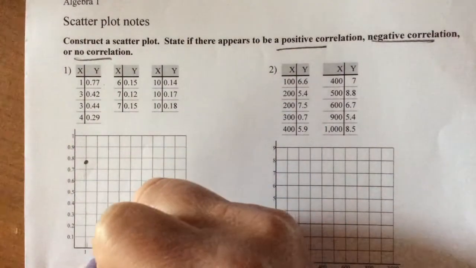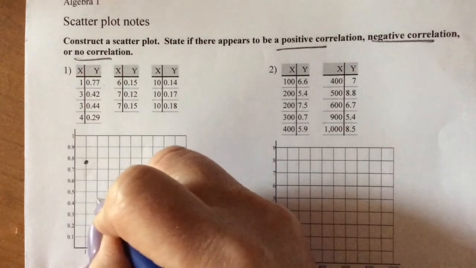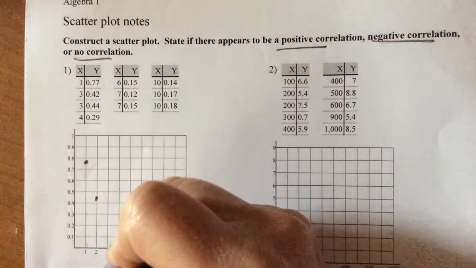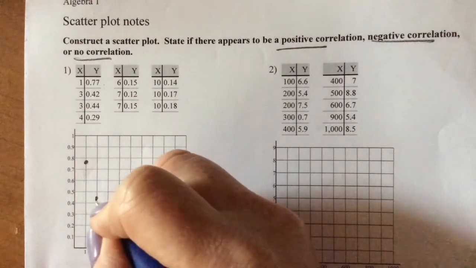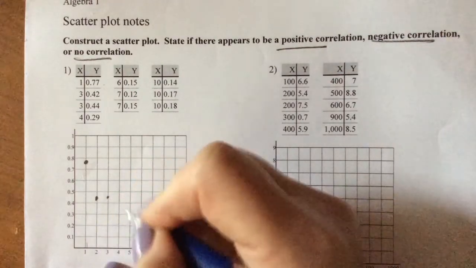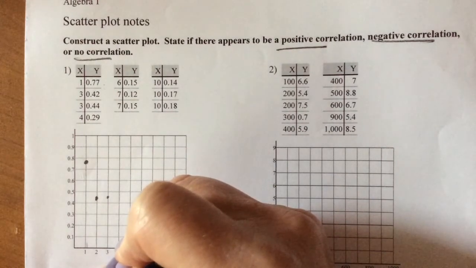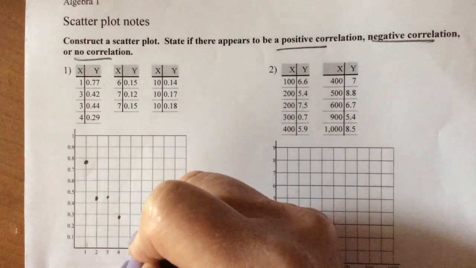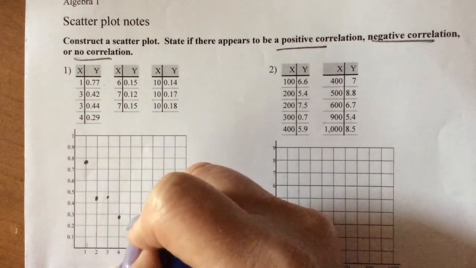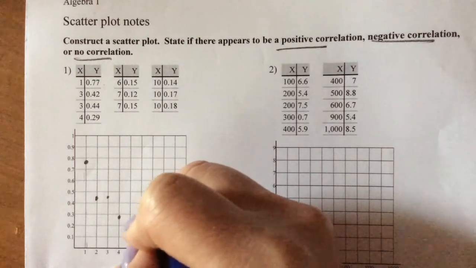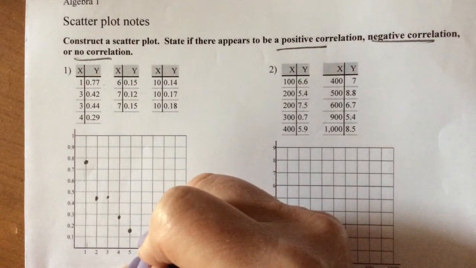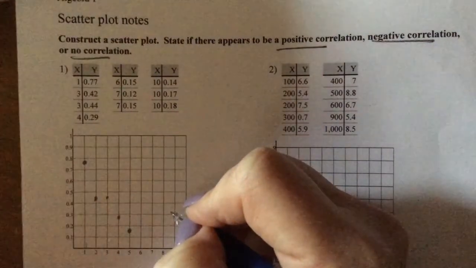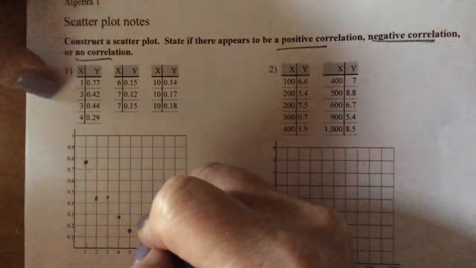2 was 0.42, so go to the 4 and just slightly over. 3 is 0.44, so it would be somewhere just above that. 4 is 0.29, so almost to the 0.3. 5 is 0.15, so between the 1 and the 2. 6 is going to go to that same place.